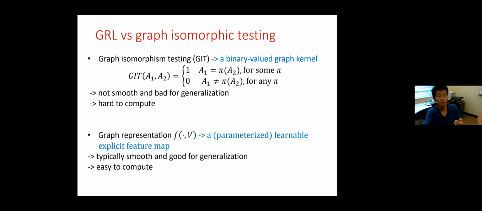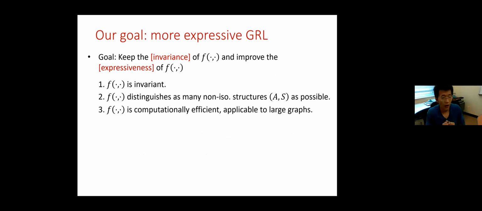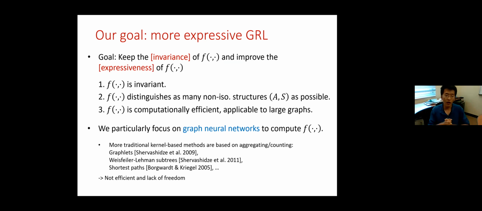Okay, to be computed. Overall, to summarize, our goal is to keep the invariance of this representation, but at the same time we expect a representation that is expressive enough to distinguish different structures or different tuples. We also expect that, for practical usage, it is computationally efficient and can be applied to large graphs.